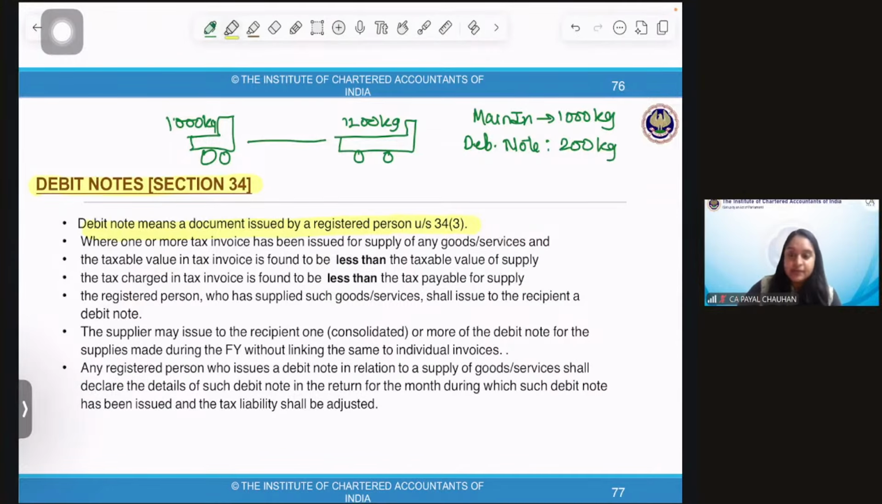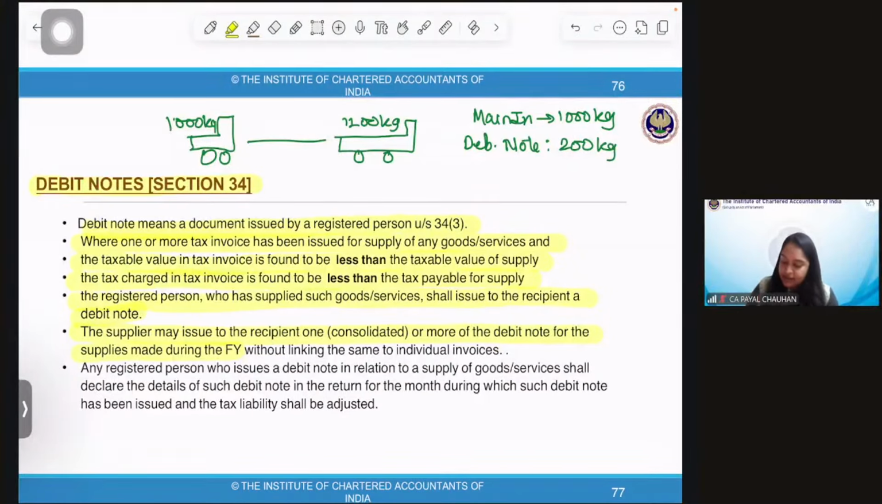Where one or more tax invoices have been issued for supply of any goods, and the taxable value in the tax invoice is found to be less than the taxable value of supply, or the tax charged in the invoice is found to be less than the tax payable for the supply, the registered person who supplied such goods shall issue to the recipient a debit note, also known as a supplementary invoice. The supplier may issue one consolidated debit note or one or more debit notes for the supply made during the financial year without linking the same to individual invoices. Same case as the credit note.